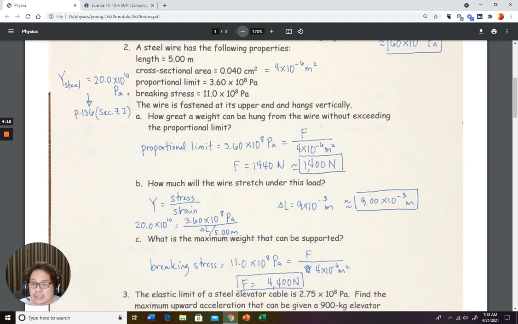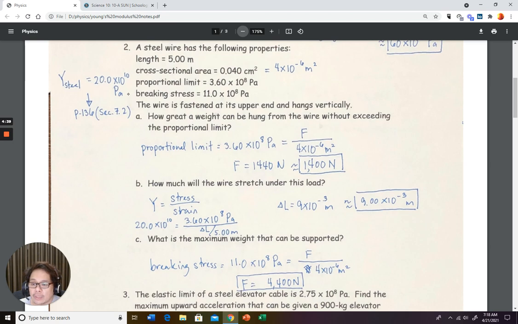We express our answers in 3SF. So far, everything we used is in three significant figures. So this one should be 9.00 times 10 raised to negative 3.